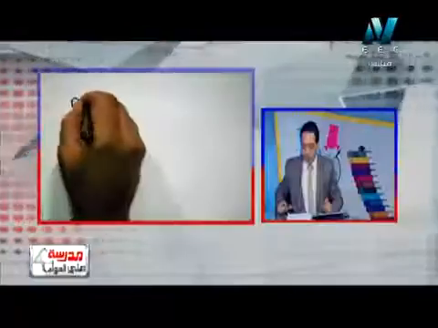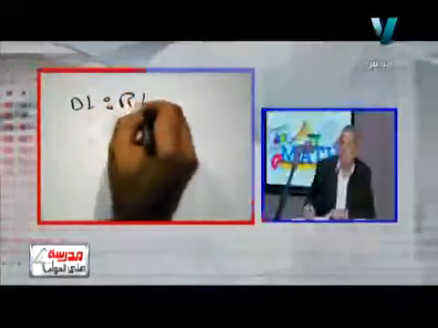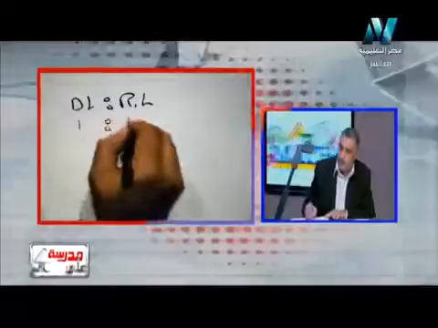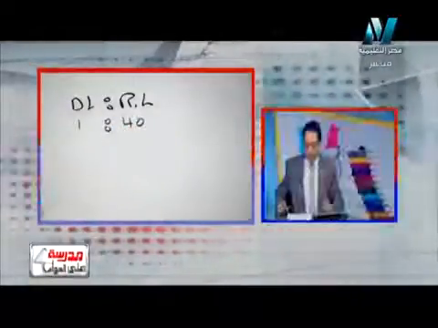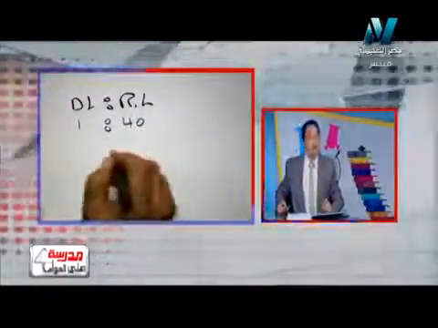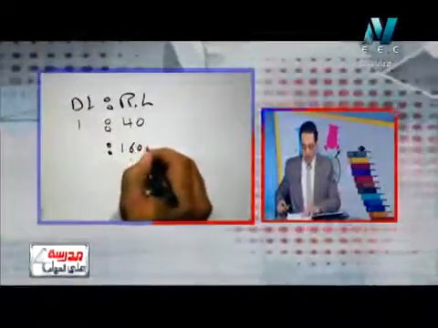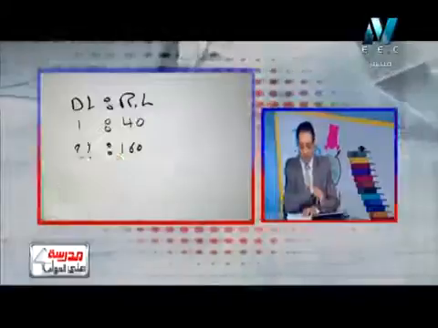Okay. Ahmed draws a picture of his brother Osama with a drawing scale 1 to 40. DL to RL, 1 to 40. If the real length of Osama is 160 centimeters, so what is his length in the picture?